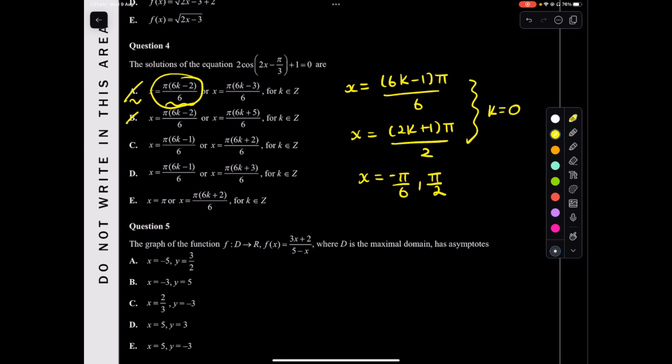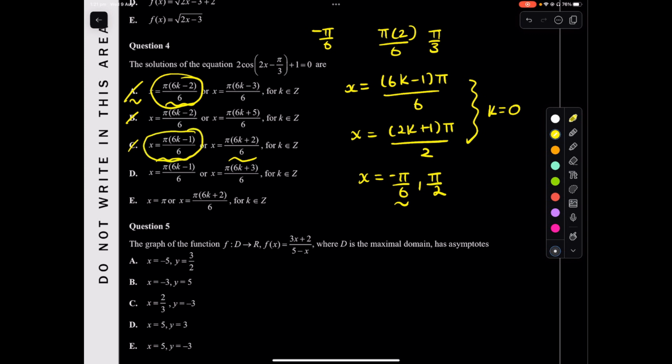All right, what about this one over here? Let's try this one. Let's say we shove in 0. If we shove in 0 in that, we'll get negative pi on 6. Is that one of our answers? Absolutely. What about over here? If we shove in 0, it'll give us 2 pi over 6, which is pi on 3. Nope, that is wrong. So we know that this over here is one of our solutions.